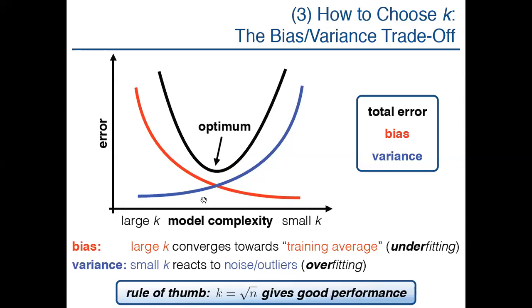And the best case scenario is going to be somewhere in the middle. And generally there is going to be a rule of thumb that, for all the total observations you have, the optimal k is going to be somewhere around this value, square root of n. Now this is just a rule of thumb.